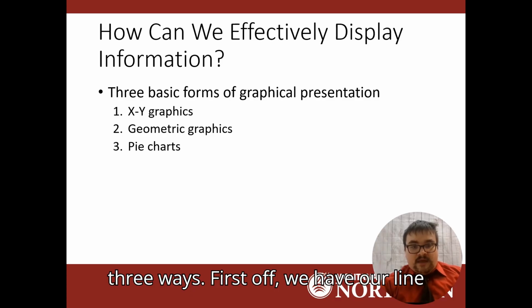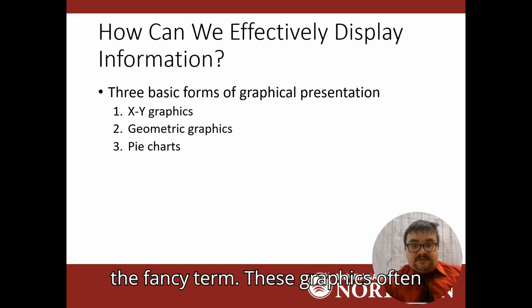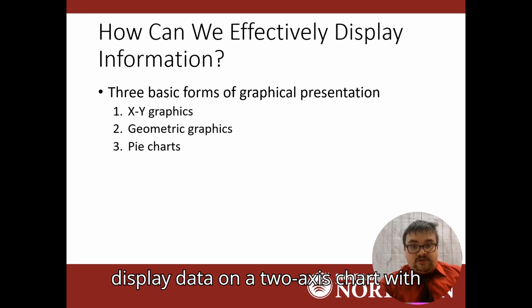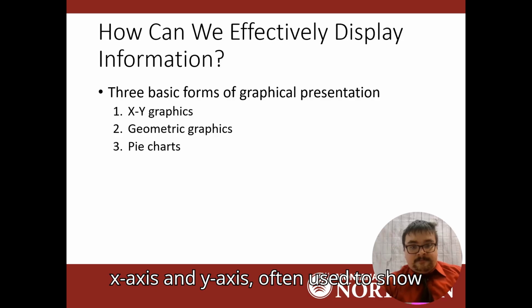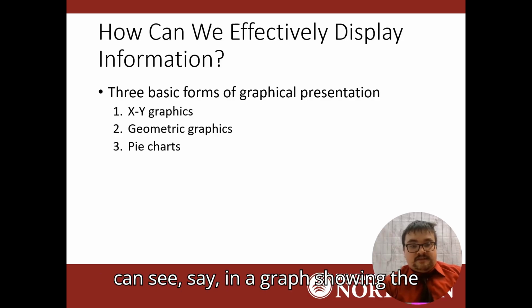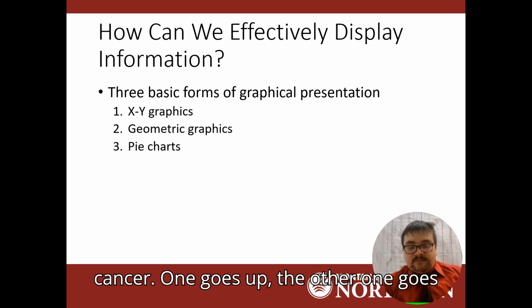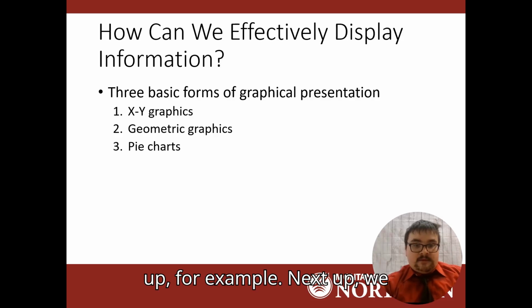First up, we have our line graphs, or XY graphics, if you want the fancy term. These graphics often display data on a two-axis chart with an x-axis and y-axis, often used to show relationships between two variables. So you can see, say, in a graph showing the relationship between smoking and lung cancer, one goes up, the other one goes up, for example.